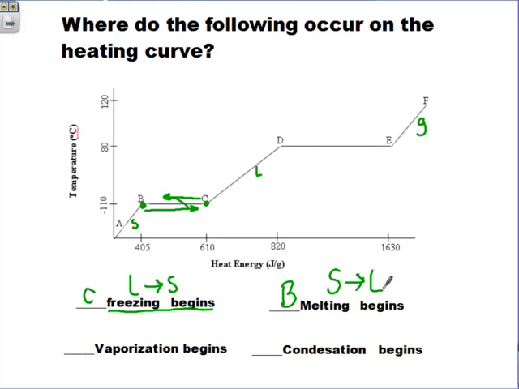Vaporization. Okay, if something's going to vaporize, it's going to start to boil, and so I'm going from a liquid to a gas here. So where does it start? It starts at letter D. And the last one, condensation. Condensation is when I go from a gas to a liquid. And so where does that begin? It begins at letter E. And there we go. Okay, and that's as far as you need to go for today.